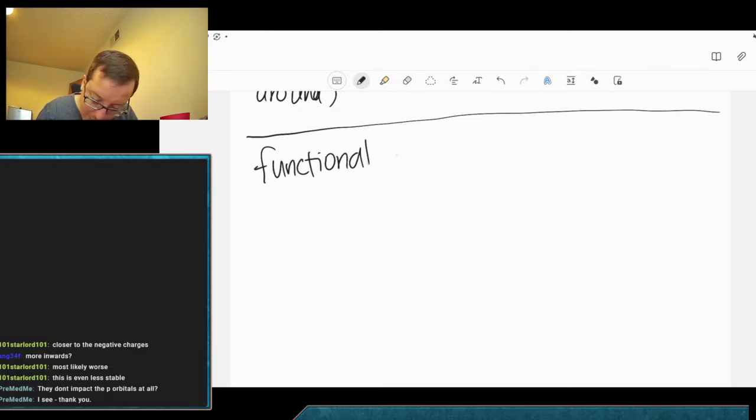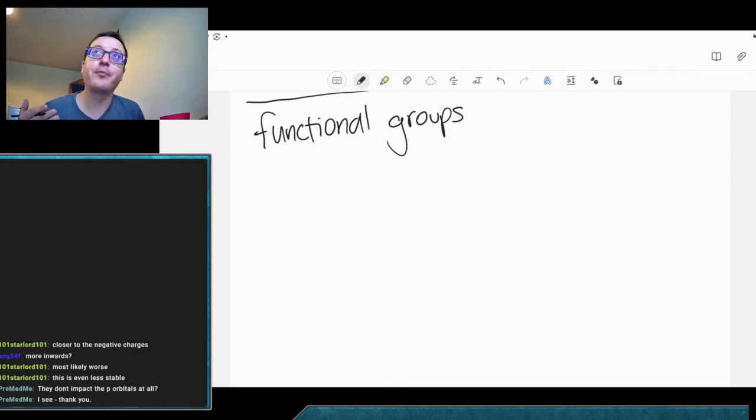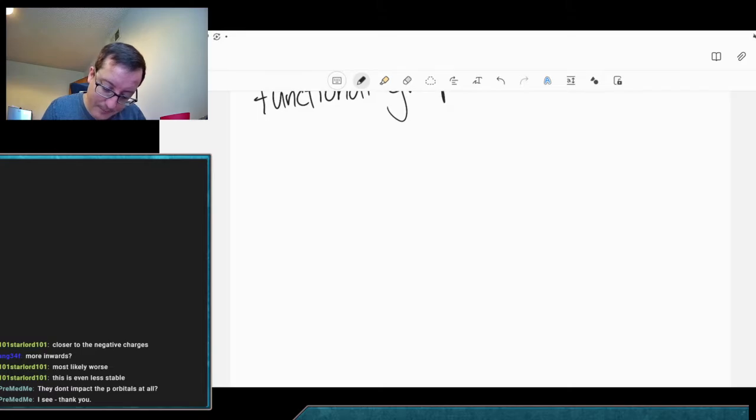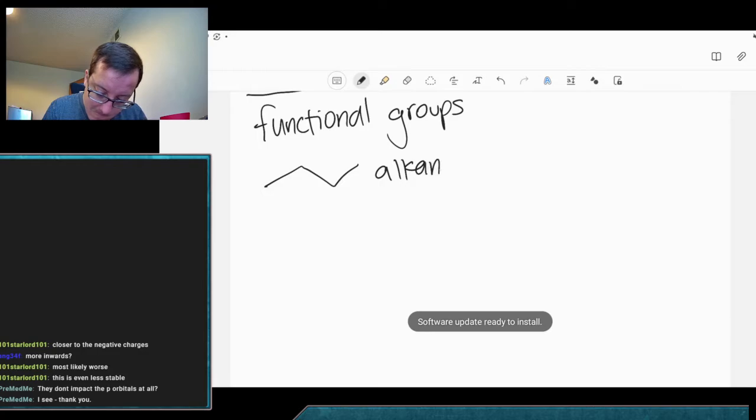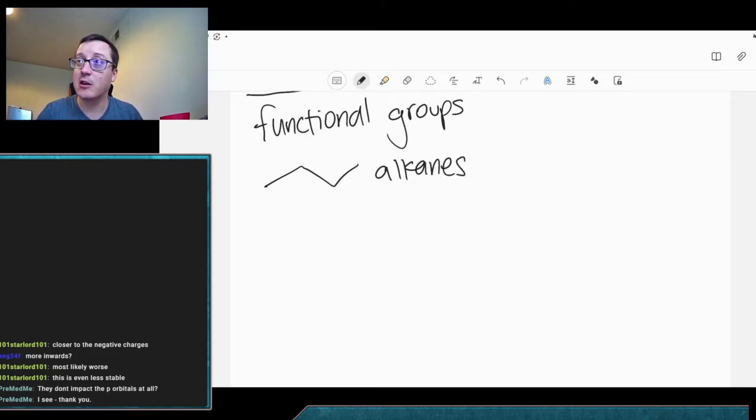So I did give you that chart of different functional groups. These are going to be the classes of reaction that we have. We're going to see that, typically if we expose the same functional group to the same conditions, whatever else is on the molecule, it's going to react the same way, by and large. So some functional groups that we're going to talk about are first alkanes. These are just hydrocarbons. These first couple are just hydrocarbons. These are going to have single bonds only.